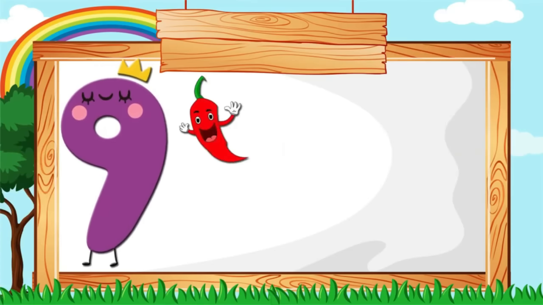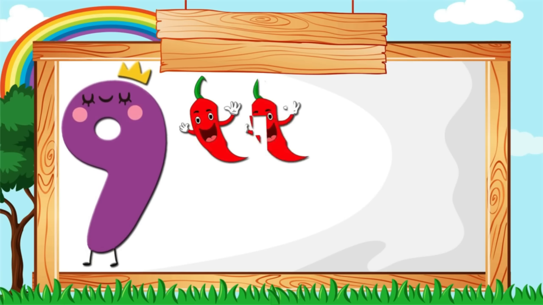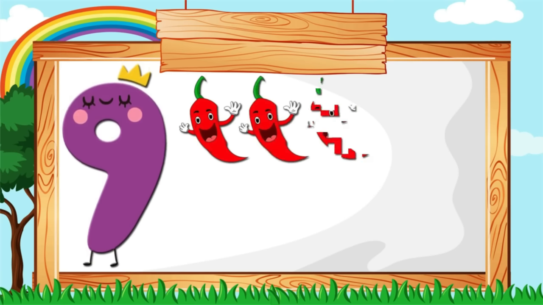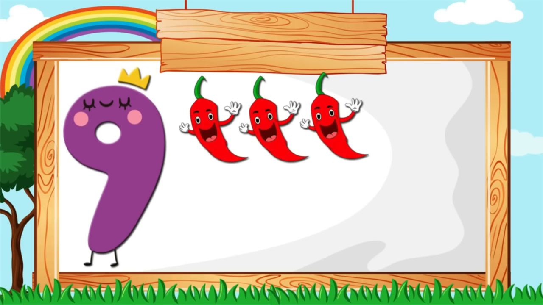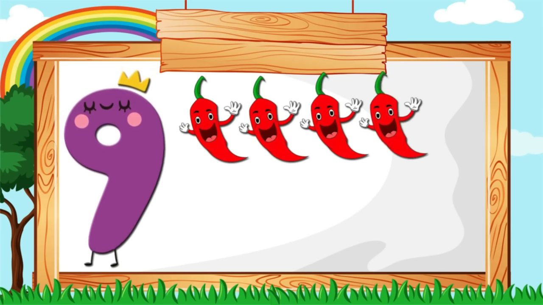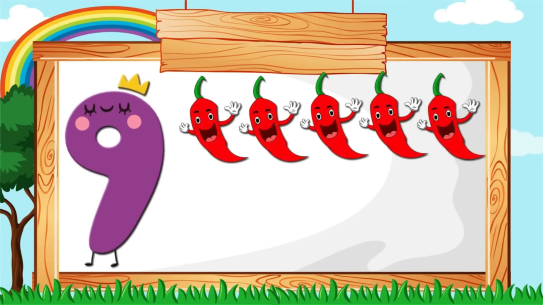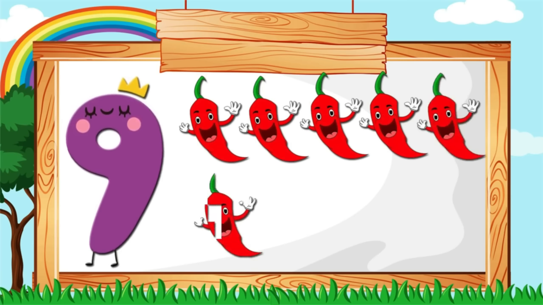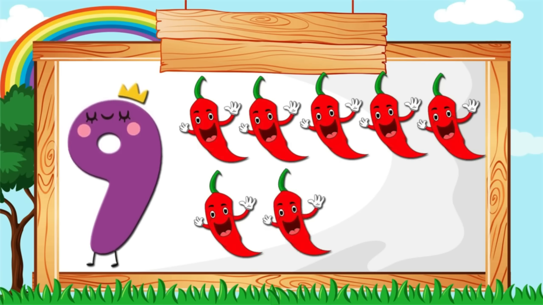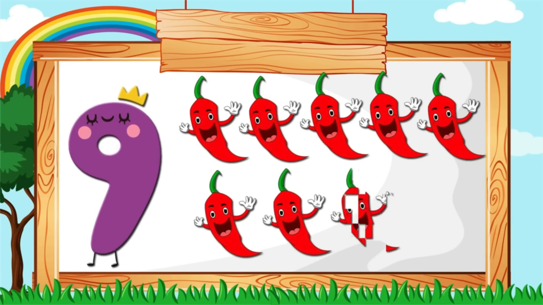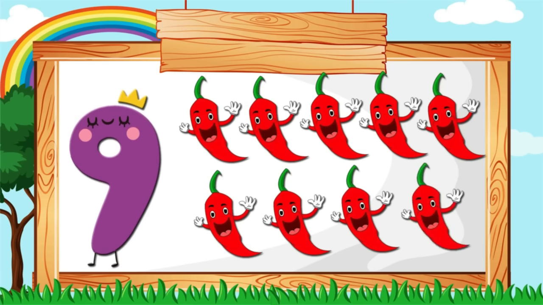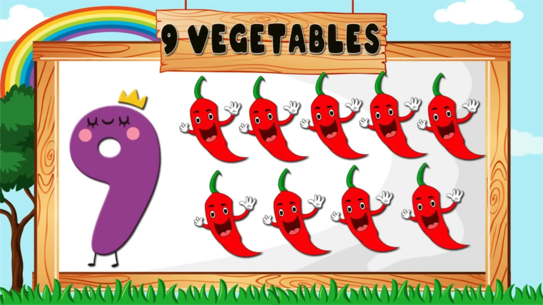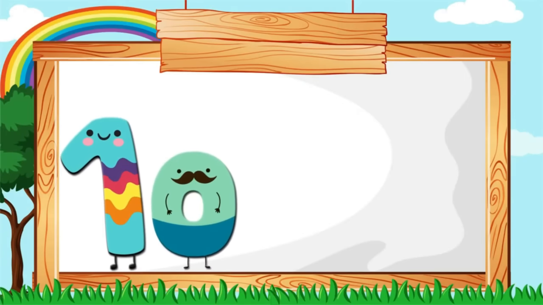Nine. One, two, three, four, five, six, seven, eight, nine vegetables. Ten.